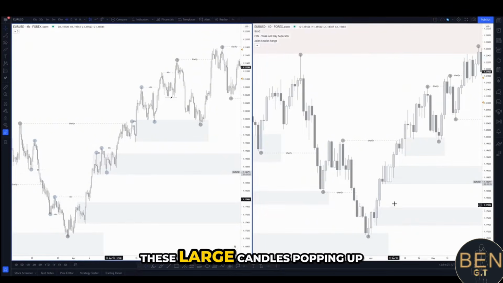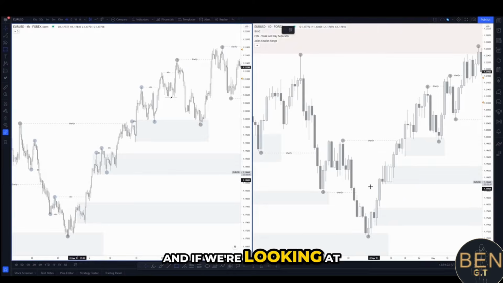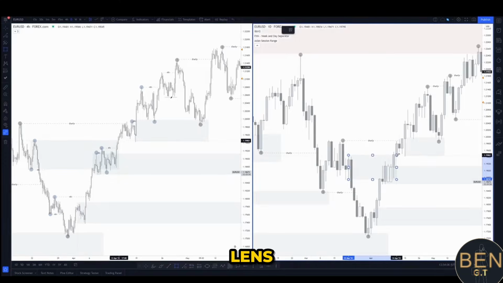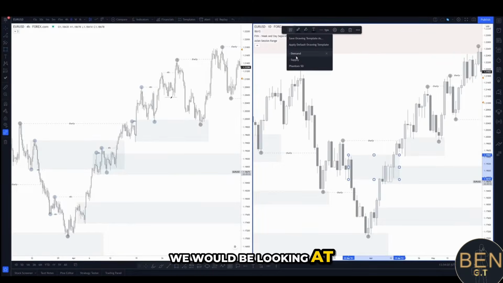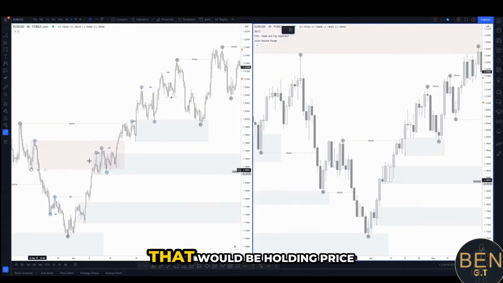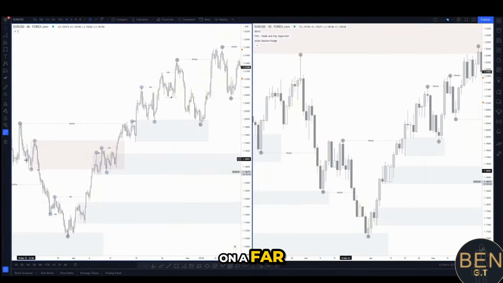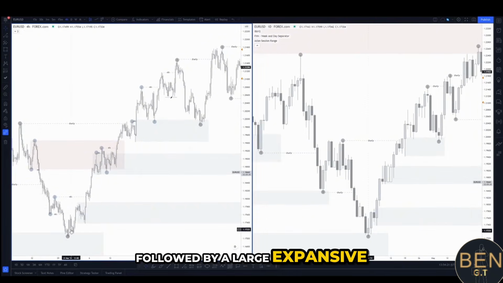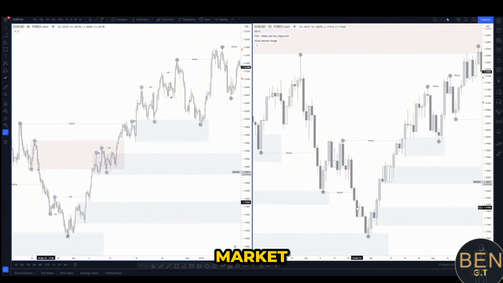We can start to see these large candles popping up. And if we're looking at it from a supply and demand lens, we would be looking at this as a potential supply zone that would be holding price. On a 4-hour, we can see it is a very large pivot supply where we get this large sharp up move followed by a large expansive down move that creates supply in the market.